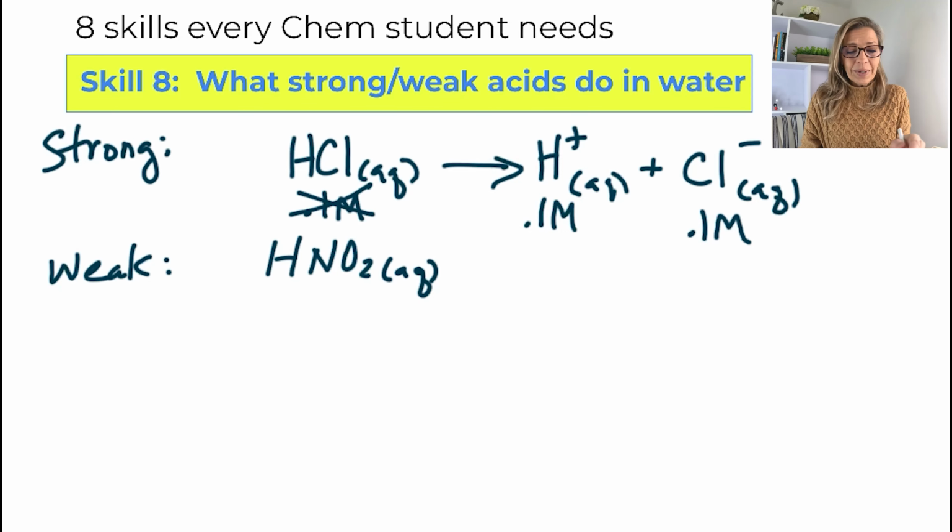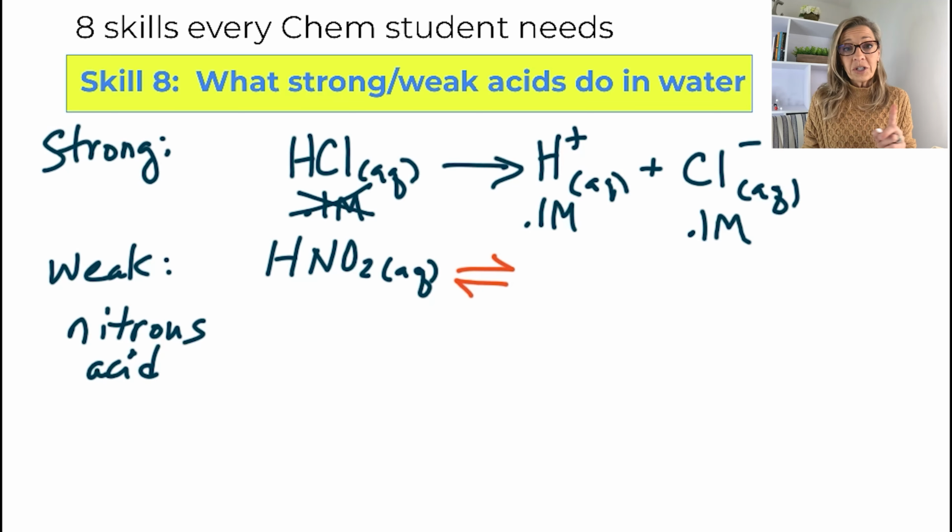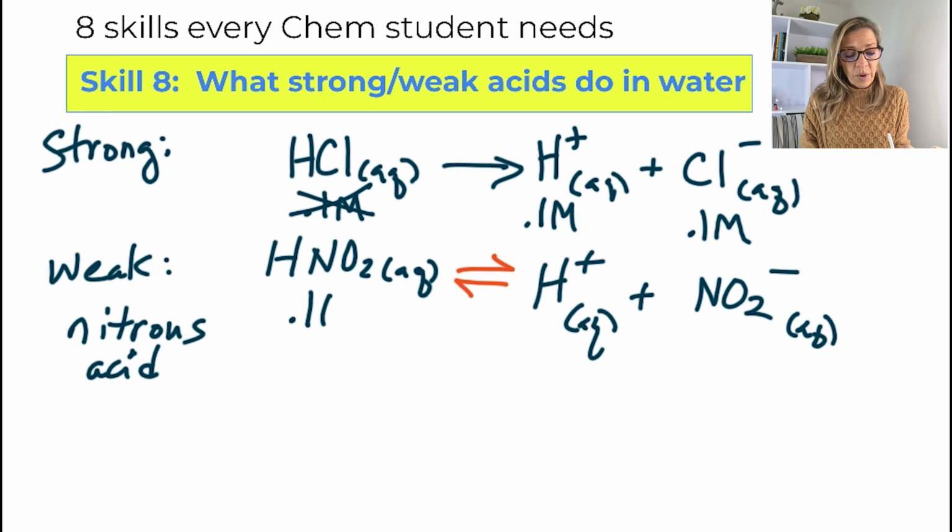Now, in contrast, weak acids, this one happens to be nitrous acid. Now, don't confuse that with nitric. Nitric would have 3 oxygens on there. They look very similar, so be careful. So we have equilibrium in this case, and I'm going to emphasize equilibrium. They only partially dissociate, so you're going to write an expression like this. So the hydrogen ion, only some of them come apart, and some of them would stay together. And so if we had a 0.1 molar solution of that, we would not have 0.1 molar of H+. We would have only a small amount.